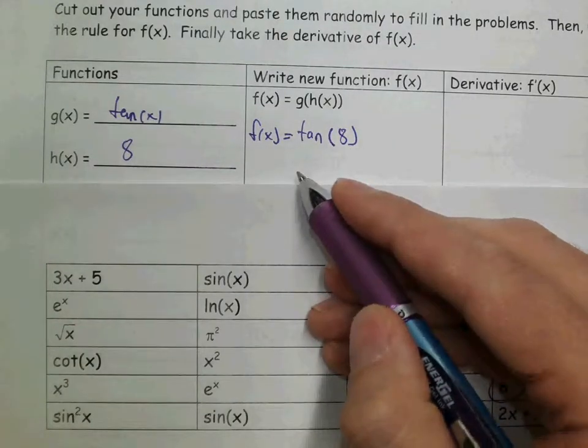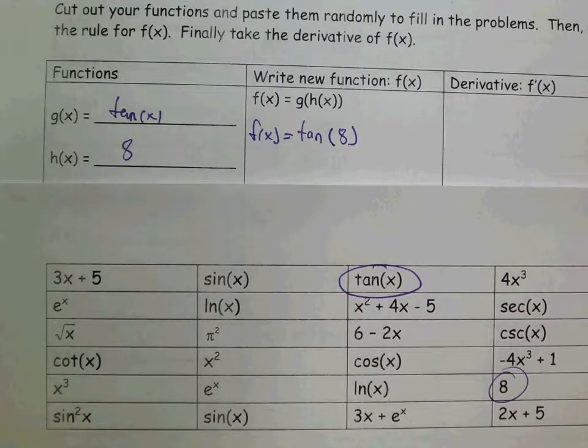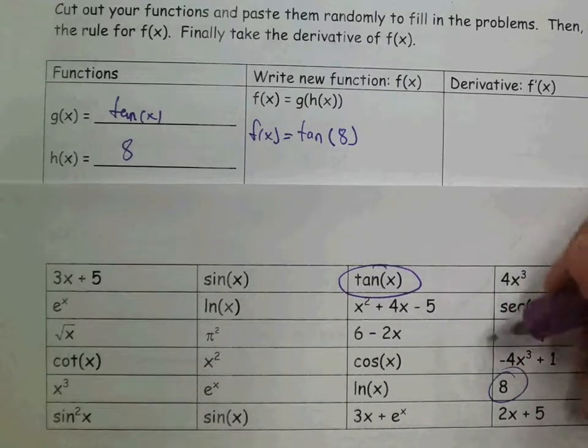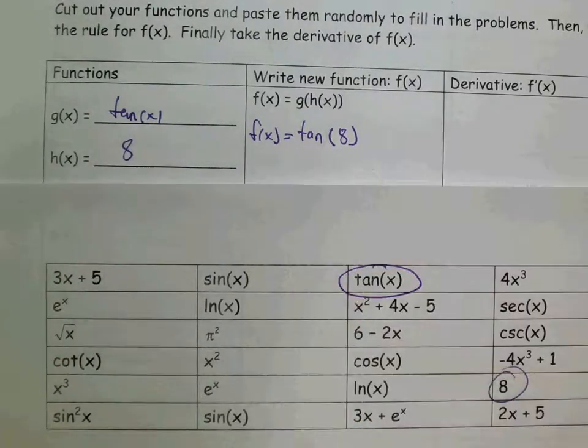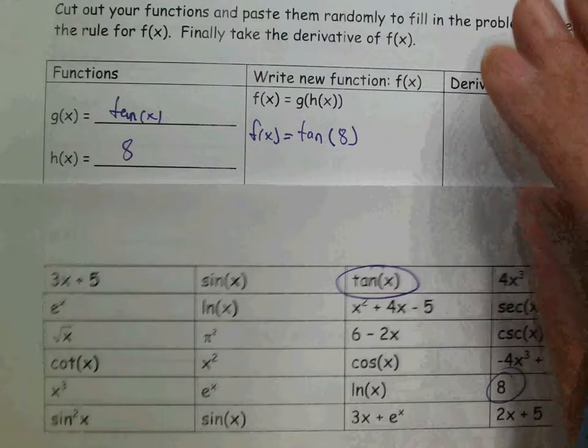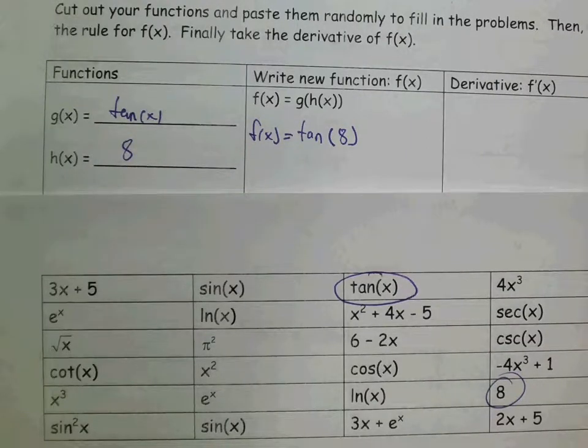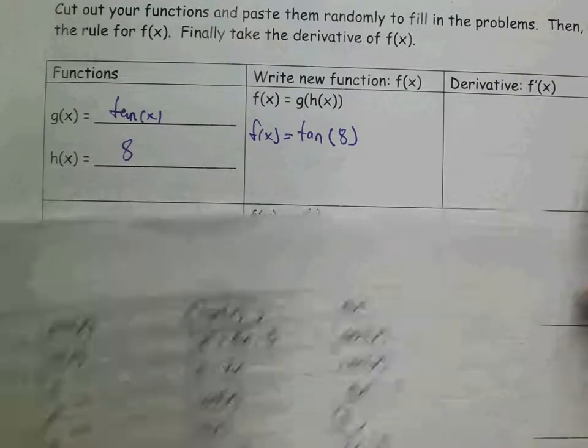Depending on what you pick as your functions, you should not have tangent of 8 on yours. You should not be copying down this example exactly. You should be picking them in a random order, so yours are probably going to be different than everybody else's, and that's okay. Once you have your function, you need to do the derivative of it. So we're doing the derivative of tangent of 8. I'll do this one for you, but yours will look different, so I don't know how much help this will be.